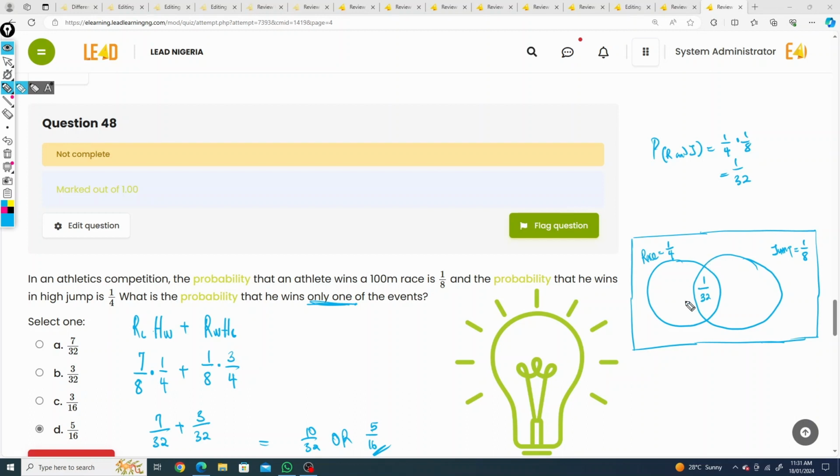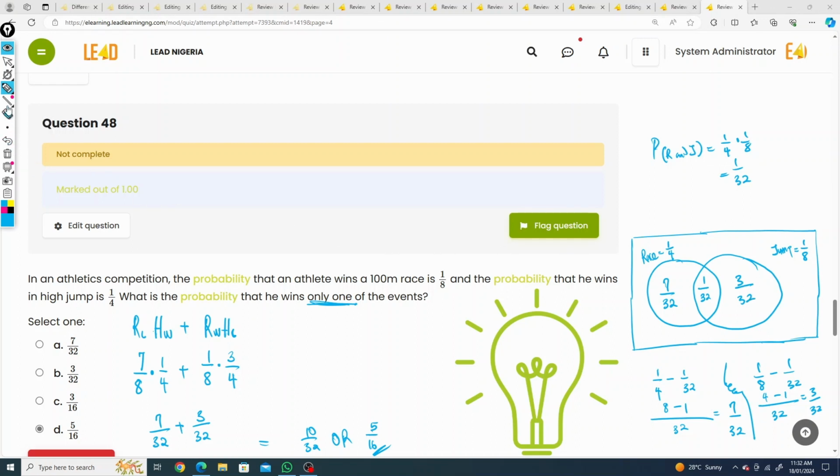So let's do that quickly. For the race alone, it would be 1 out of 4 minus 1 over 32, all right? That's going to be LCM of 32, so that's 8 minus 1, which gives me 7 out of 32. Then for the jump alone, the probability of winning the jump alone will be 1 out of 8 minus 1 out of 32. LCM again is 32. That'll be 4 minus 1, which is 3 out of 32.